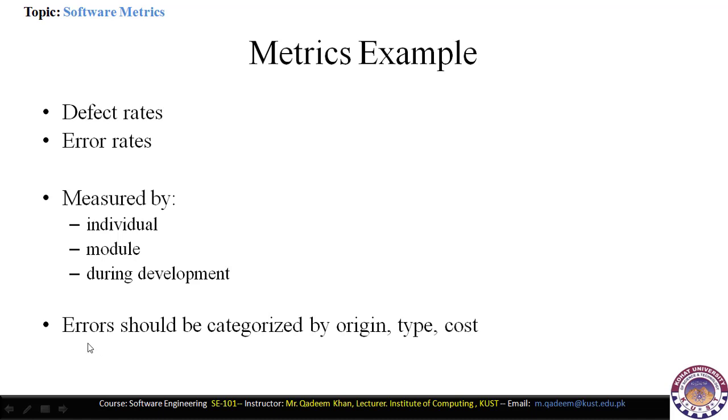Now errors should be organized by origin, types and cost. All these errors which occur during the deployment of the projects are in fact categorized by the origin. Origin means the particular source from where the problem is occurring, types means the types of errors, and cost means the cost that will be used to fix the errors.